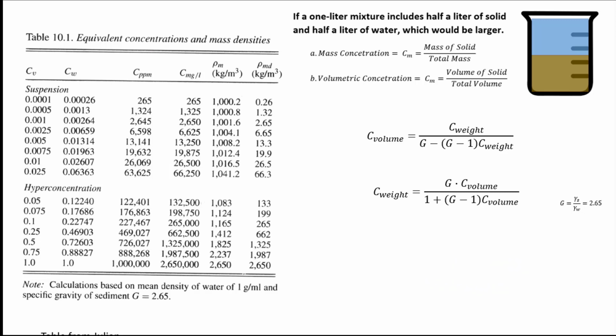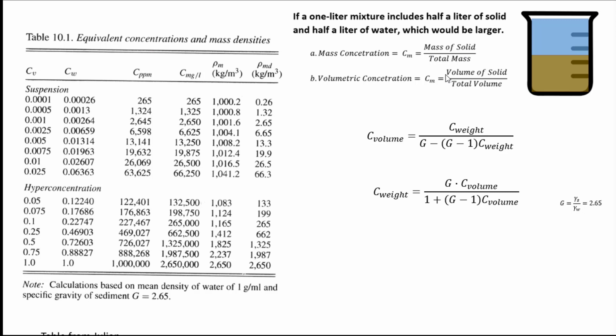So think about this with me. If you have half a liter of water and half a liter of sediment, well, liter is volume. So what's your volume concentration? It's 0.5. It's 50%, right? Your material is half solids by volume because it's half a liter. But what's heavier, the solids or the water? Well, the solids are heavier. So if you divide your mass of solids by your total, you're going to get a higher number.